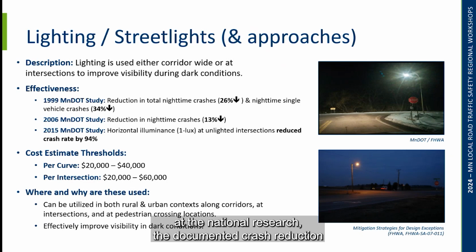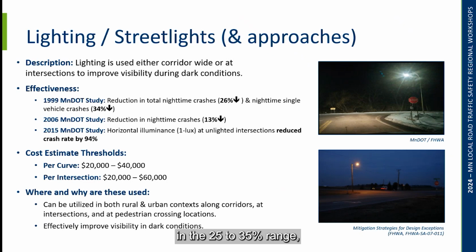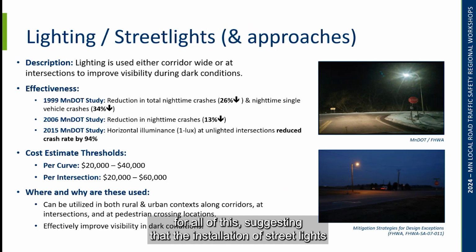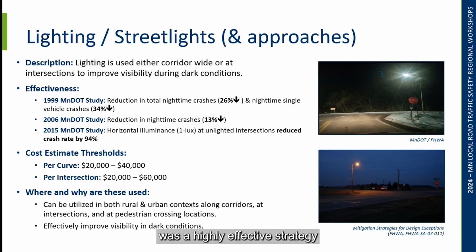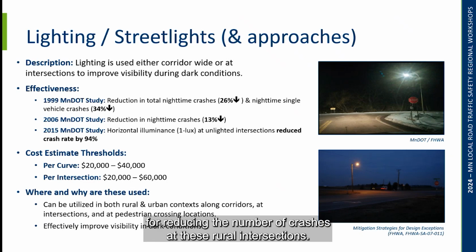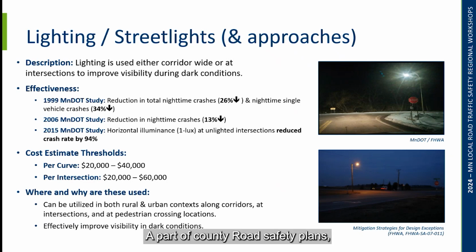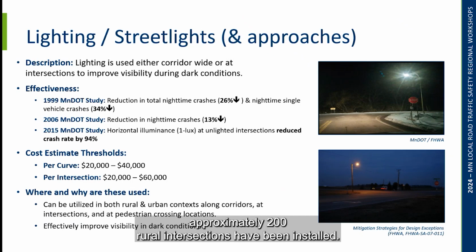This study also looked at national research that documented crash reduction in the 25 to 35% range, and that the benefit cost ratio associated with the installation of streetlights at rural intersections was 15-1. All of this suggests that the installation of streetlights was a highly effective strategy for reducing the number of crashes at these rural intersections. As part of county road safety plans, approximately 200 rural intersections have been installed.